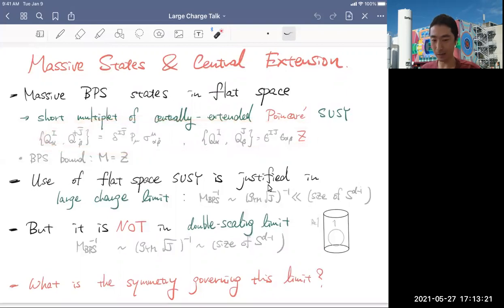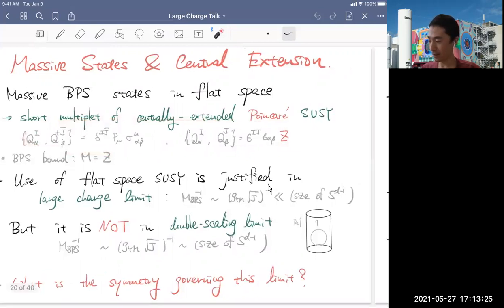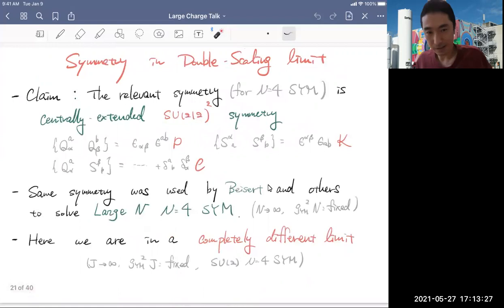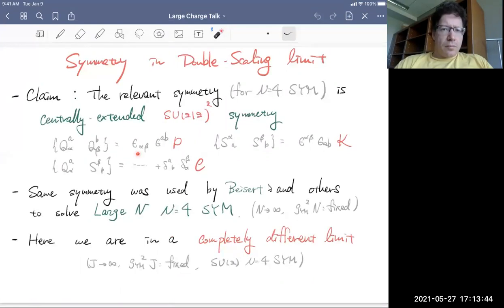And then you could ask, what is the symmetry governing this limit? And here is the answer. The answer, especially for N=4 Yang-Mills, is what's called the centrally extended SU(2|2) squared symmetry, which was originally discussed by Beisert in the context of integrability in N=4 Yang-Mills in the planar limit. So this is basically the algebra.